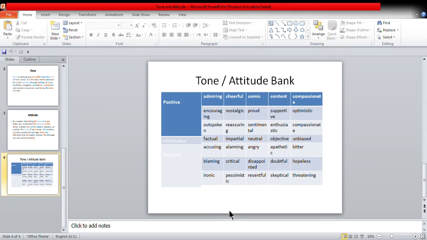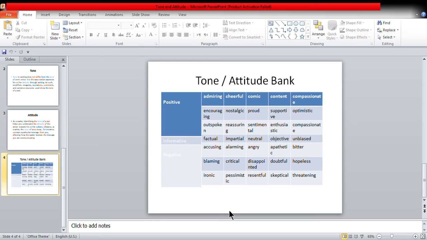Some adjectives that could describe the writer's positive attitude are admiring, cheerful, comic, content, compassionate, encouraging, nostalgic, proud, supportive, optimistic, outspoken, reassuring, sentimental, and enthusiastic.